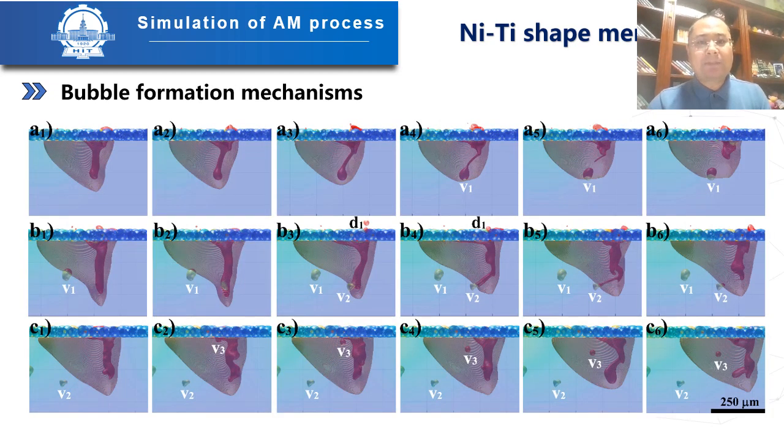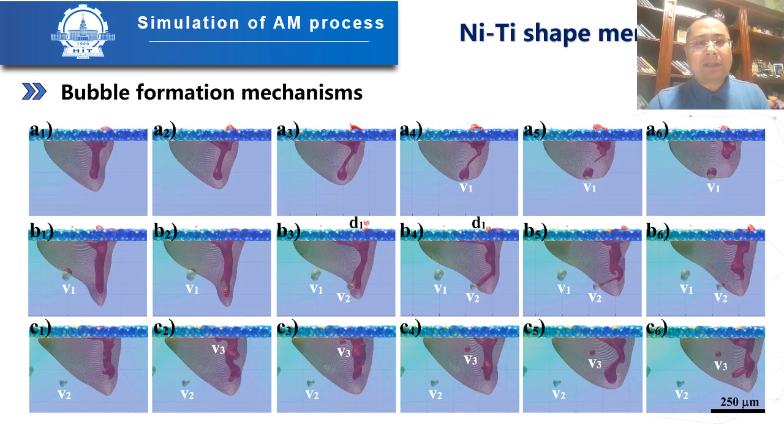Apart from exploring interaction between the laser and the material, we've also been focusing on the formation of defects, particularly those caused by the presence of keyholes. So in this section, we're going to walk you through 3 different scenarios that result in the formation of bubbles, which we've named V1, V2, and V3.